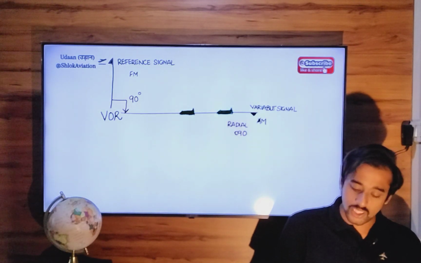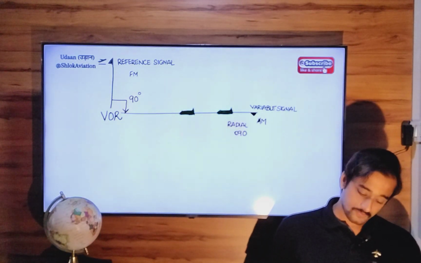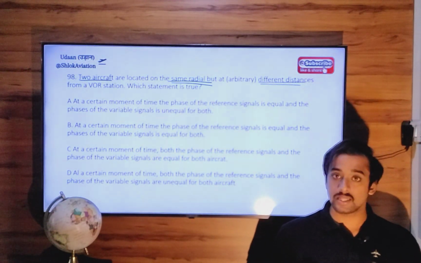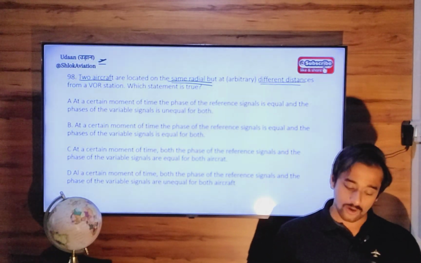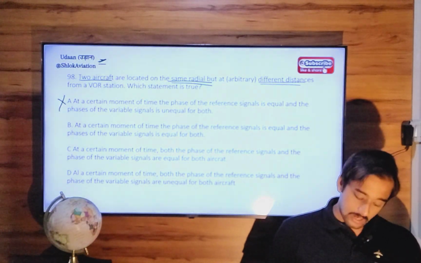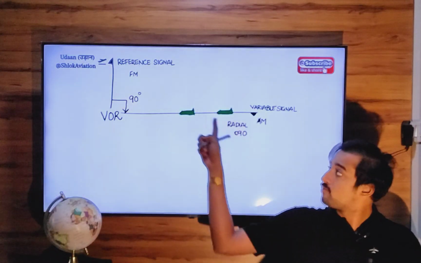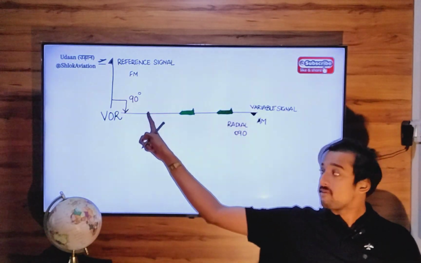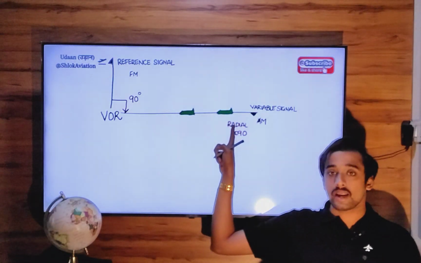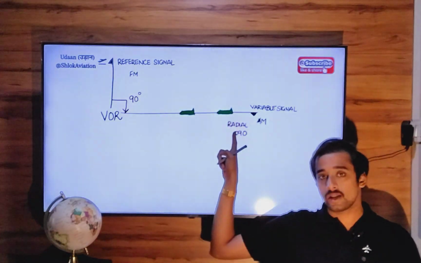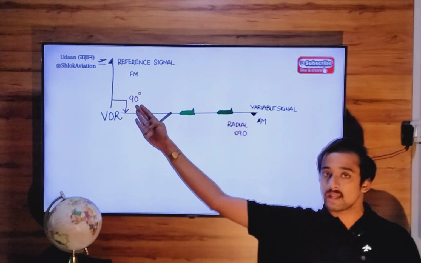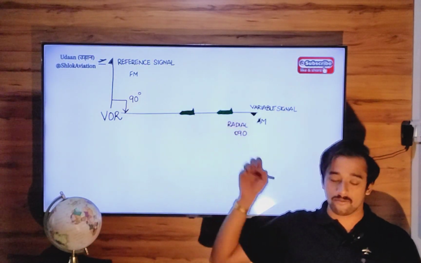Okay, so let's check the options. At a certain moment of time, the phase of the reference signals is equal and the phases of the variable signals are unequal. So this is wrong. The reference wave is going to remain the same for both aircraft, constant. The variable signal will also remain the same because both aircraft are on radial 090. So the phase difference of 90 degrees is going to remain the same for both aircraft.